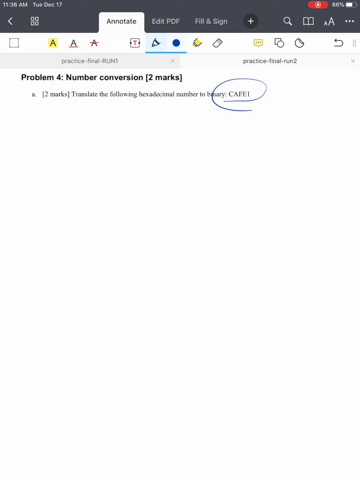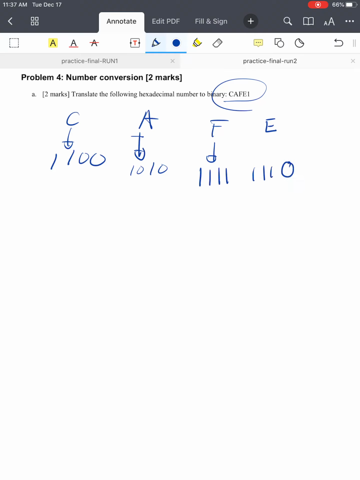So if you look at the table that the exam provides, you can see C corresponds to 1, 1, 0, 0. A corresponds to 1, 0, 1, 0. And F corresponds to, let's see, 1, 1, 1, 1. And then E corresponds to 1, 1, 1, 0. And then 1 corresponds to 0, 0, 0, 1.